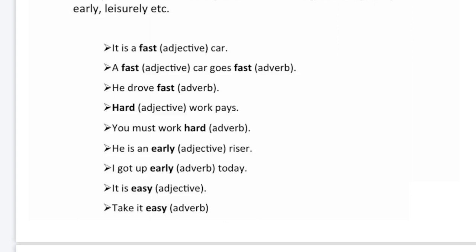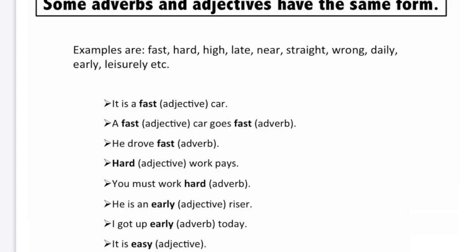Next, he drove fast. Here fast becomes an adverb because it is telling me something about drove. So drove is a verb, so fast becomes an adverb. Similarly, you must work hard. Here, you must work. Work is a verb. Therefore hard becomes an adverb. He is an early riser. Here riser is a noun because riser is a person. So it is a noun: person, place, thing. And early becomes an adjective. If you say I got up early, here it is for got up. Got up is a verb. So early becomes an adverb because it is telling me something about the verb. So like that, these words are used as adjective also and adverb also.